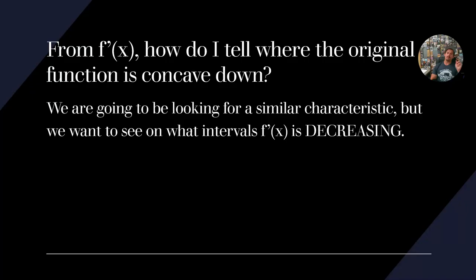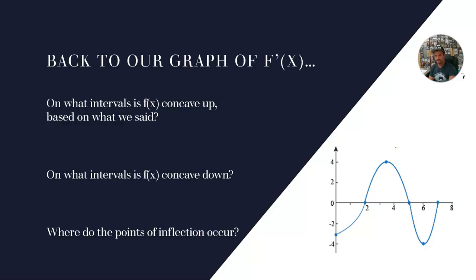And lastly, if I need to determine where a function is concave down, I need to look for where the graph of f prime is decreasing. Because if f prime is decreasing, its derivative will be negative, meaning the second derivative would be negative. And when the second derivative is negative, that means my original function is concave down. So in order to determine where a function is concave down, the first derivative must be decreasing. Now let's go back to our graph of f prime, the graph of the derivative here.